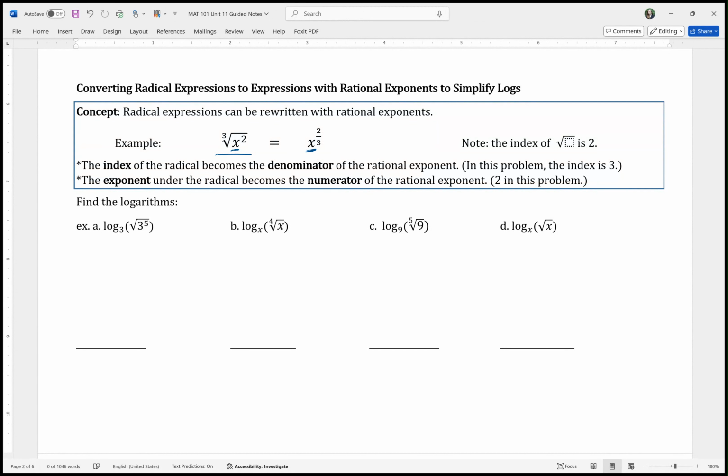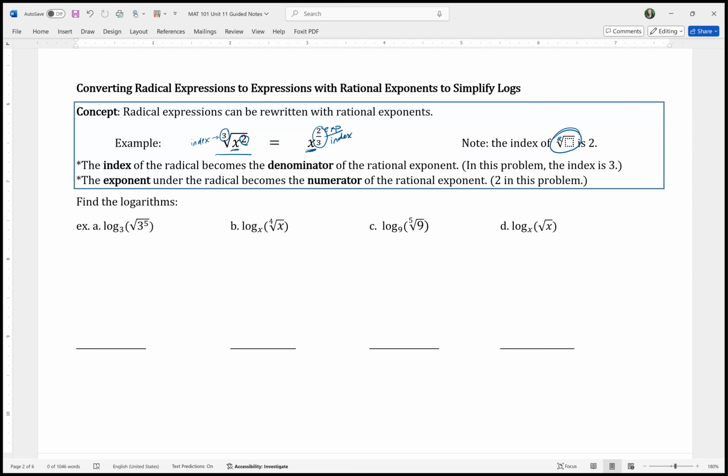So rational means fraction, and that fraction is going to be the exponent of the base under the radical, so 2 in this case, divided by the index. So in this case, this is a cube root, so the index here is going to be 3. So this will be exponent divided by index. As a quick note, if we have the square root, its index is understood to be 2 because it's square root. Okay, so let's look at some of these examples, and we're applying this now to logarithms.